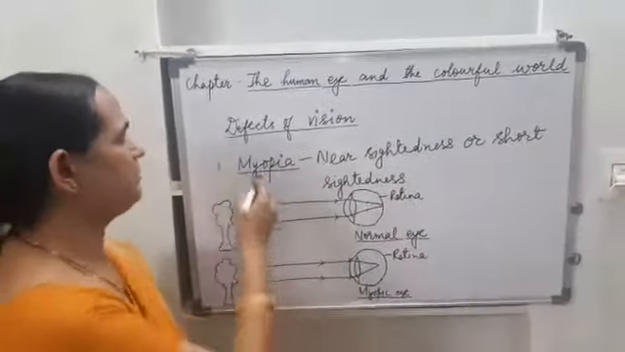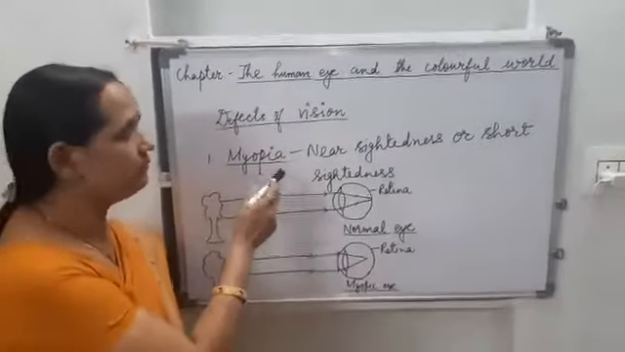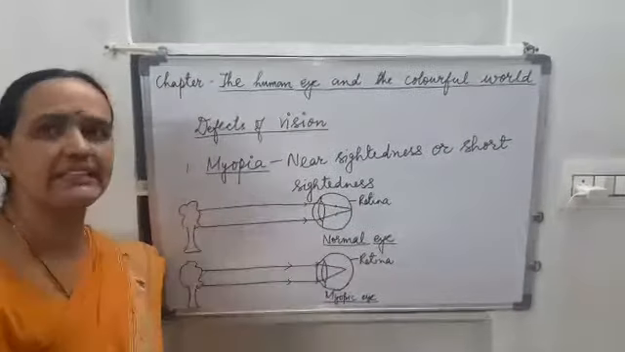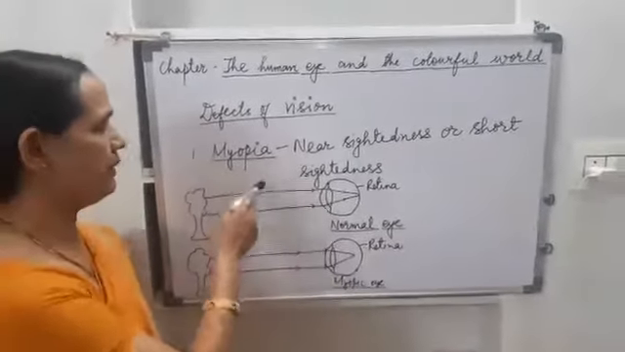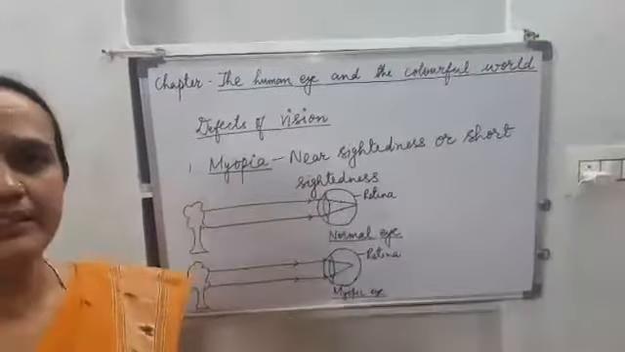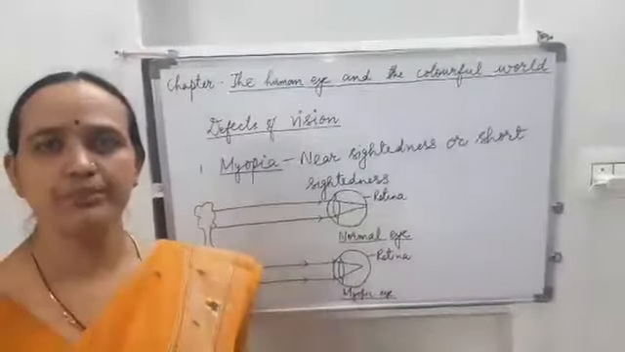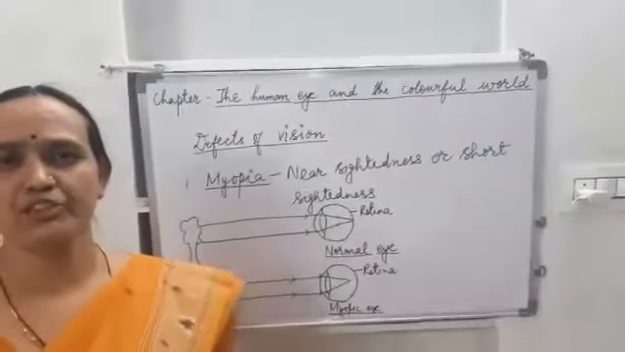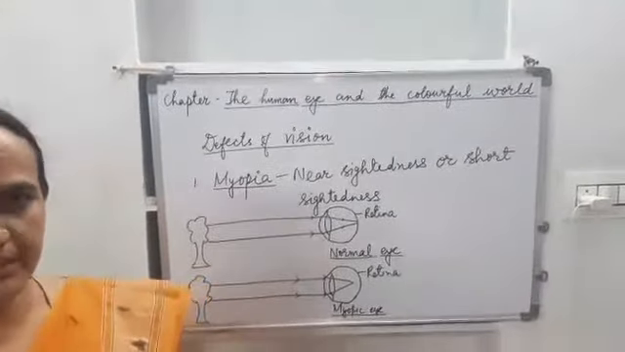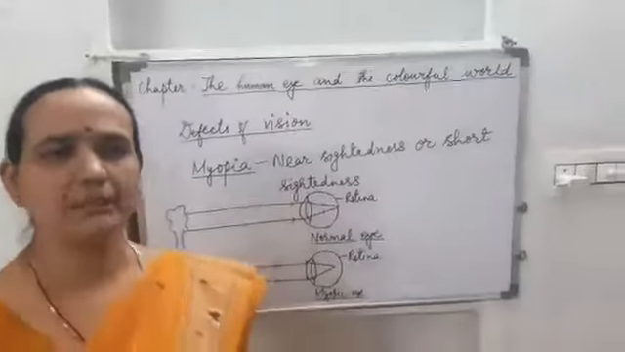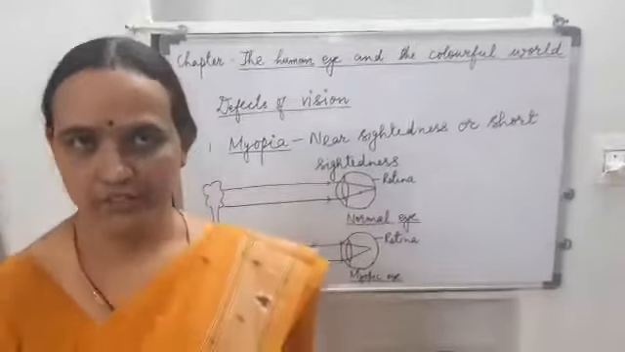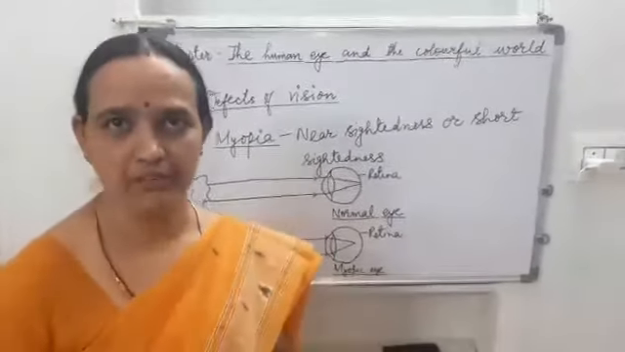So children, our first defect of vision is myopia. It is also called nearsightedness or short-sightedness. So what happens in myopia? A person is able to see the nearby objects clearly, but he or she may not see the distant objects clearly. The distant objects appear blurred or hazy to him or her.